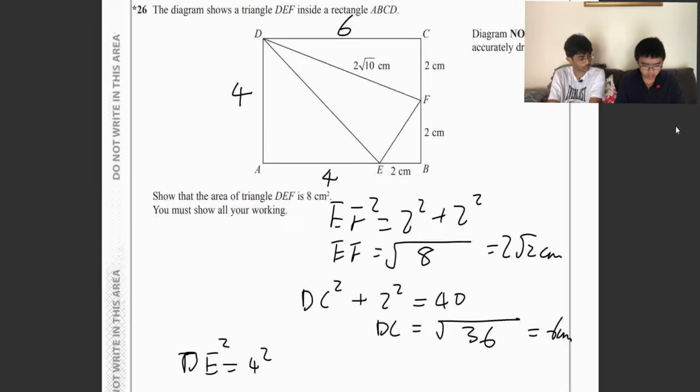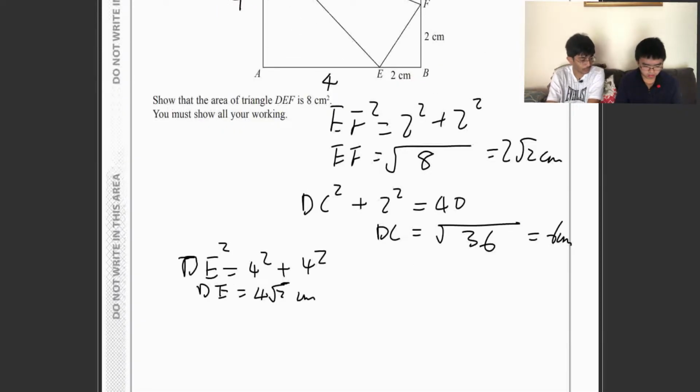So DE squared equals 4 squared plus 4 squared. So DE is equal to 2 root 4, which is 2 times 2, which is 4. No, that's not right. What am I doing? I'm confused. DE is meant to be equal to 4 root 2. Okay, so 4 root 2 centimeters.